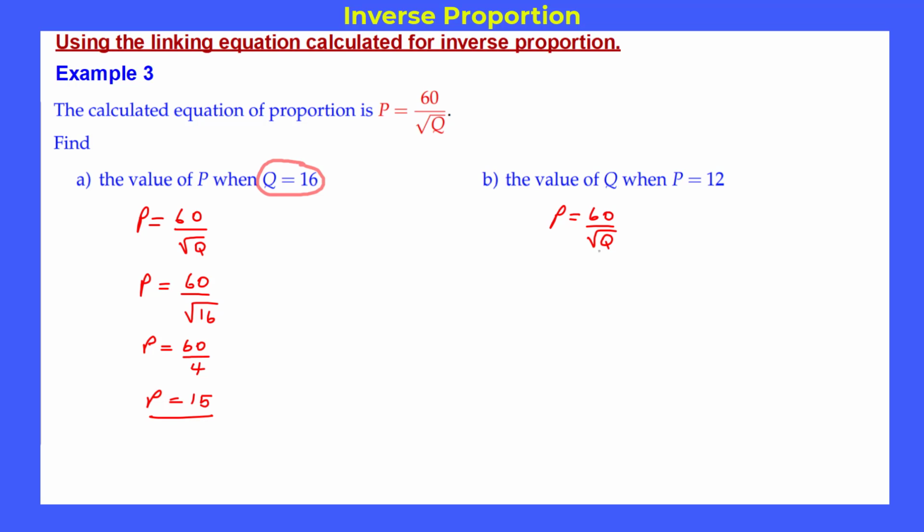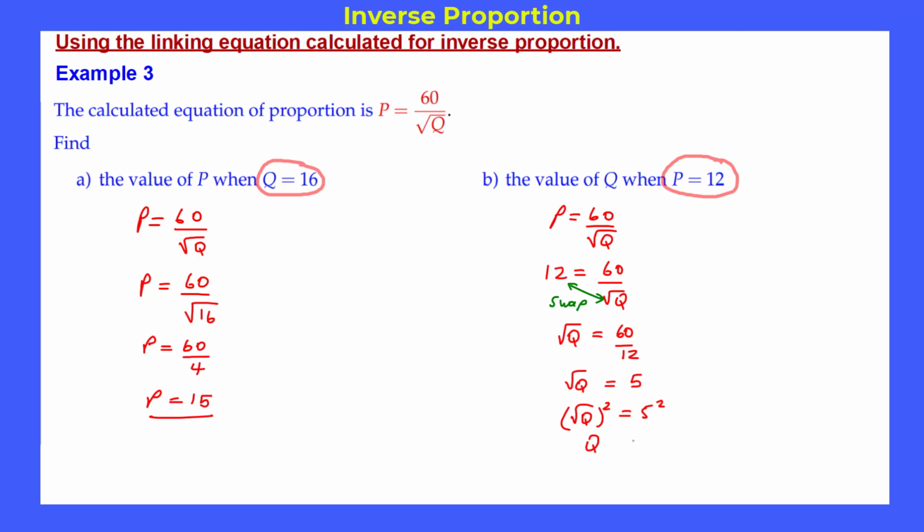Again, the second example, write out the equation. Now we're told what p is. So we substitute in for p. So 12 equals 60 over the square root of q. Swap the two terms again, just as we have done before. So the square root of q is equal to 60 divided by 12. That tells me the square root of q is equal to 5. Now by squaring both sides, we can find what q is going to be. So q is equal to 25.